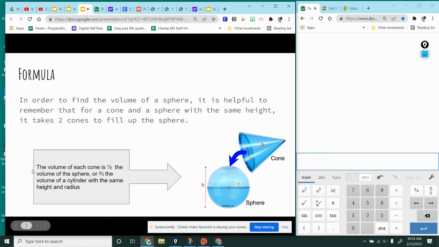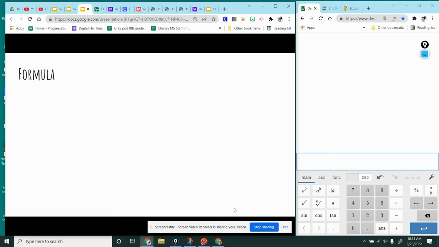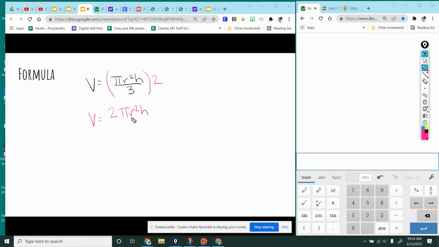We also noticed in comparing that to a cylinder, because it took three cones to fill up the cylinder, the sphere was 2/3 of the cylinder. And so as we look at the formula, and we're trying to figure out the formula of that, it is helpful to start with the volume formula for a cone. The volume formula for a cone is pi r squared h divided by 3. Now, because it takes two cones to fill up the sphere, we're going to multiply the whole thing by 2. And so our volume formula is going to be 2 pi r squared h divided by 3.